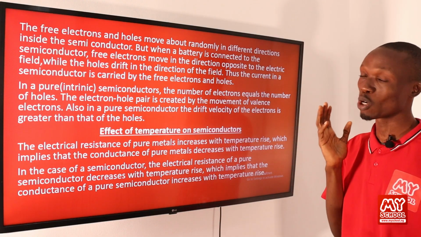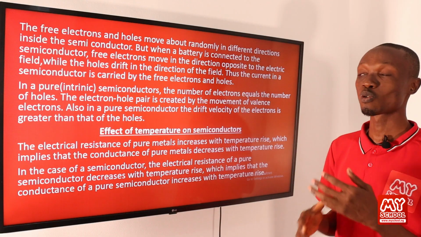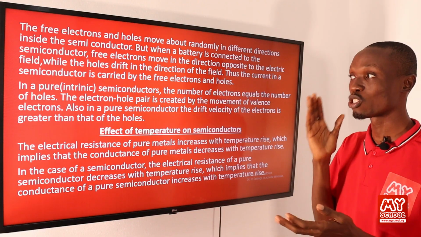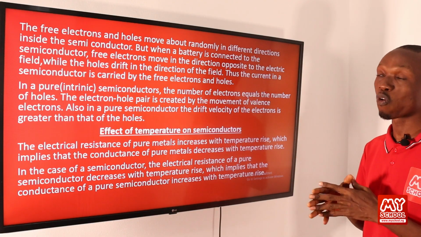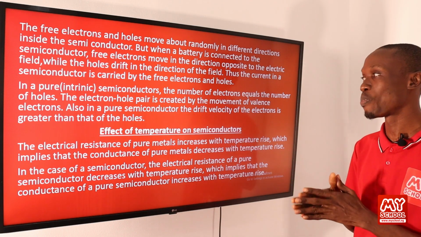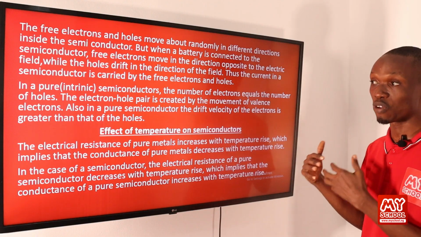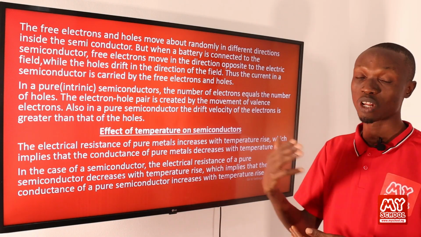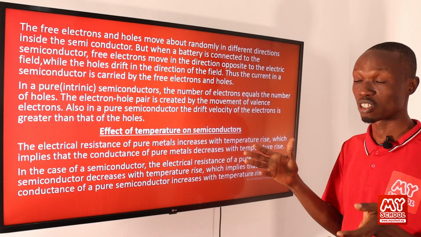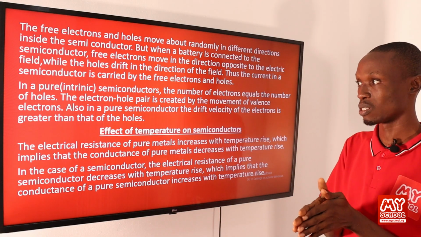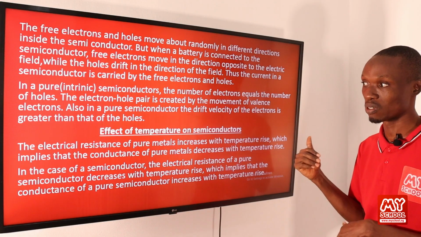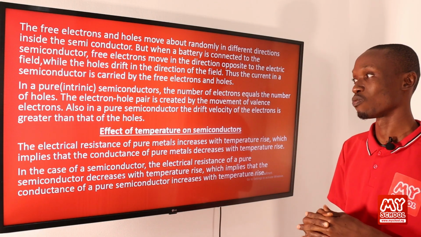A pure semiconductor is also known as an intrinsic semiconductor. In a pure or intrinsic semiconductor, the number of holes equals the number of electrons. The electron-hole pairs are created by the movement of valence electrons. When we are talking about valence electrons, we are talking about the electrons found on the outermost shell of the atom of an element. Also, in a pure semiconductor, the drift velocity of the electrons is greater than that of the holes.